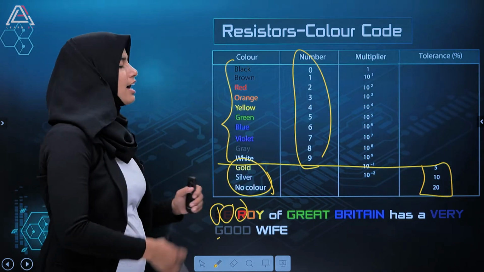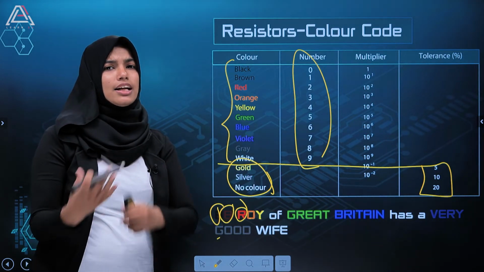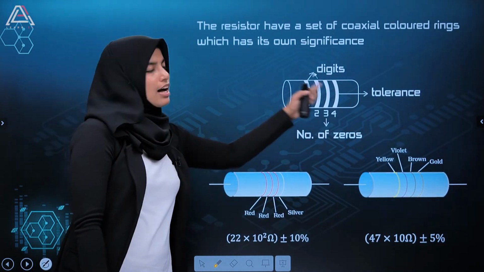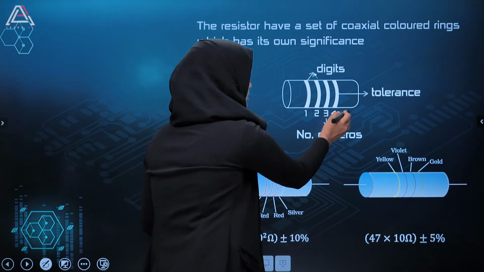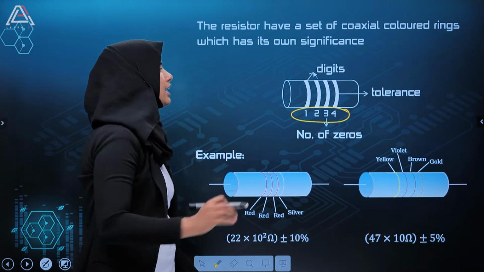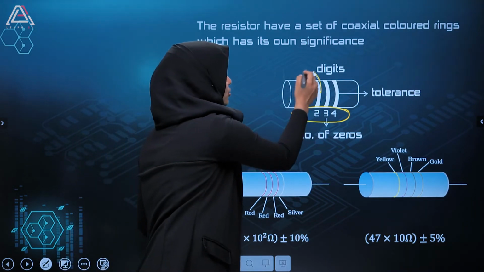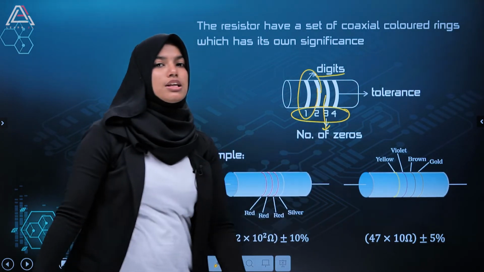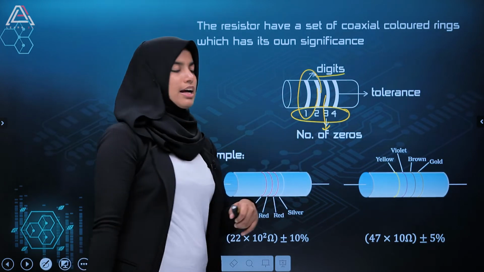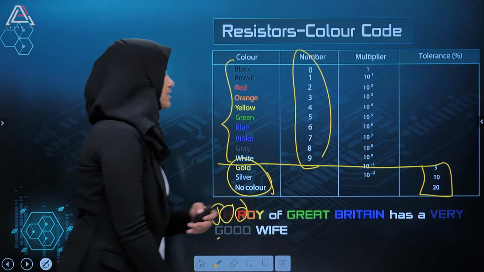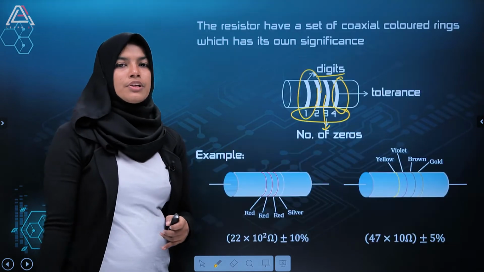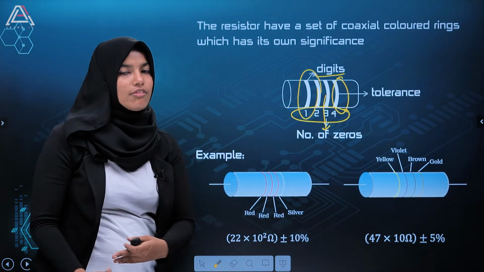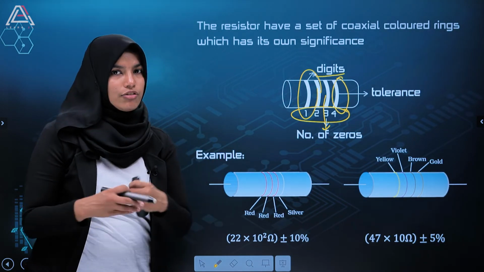Now let's see how we can apply this color code to determine the value of a resistor. This is how a resistor will look. It consists of four coaxial rings. Out of these, the first two rings represent the digits. The third ring represents the number of zeros, or the power of ten. And the last represents the tolerance, which is determined by these three. Clear? Okay. Now let's look into an example so that you can easily understand how we can measure a value from this resistance.